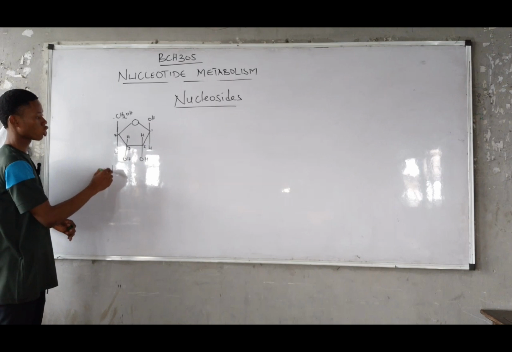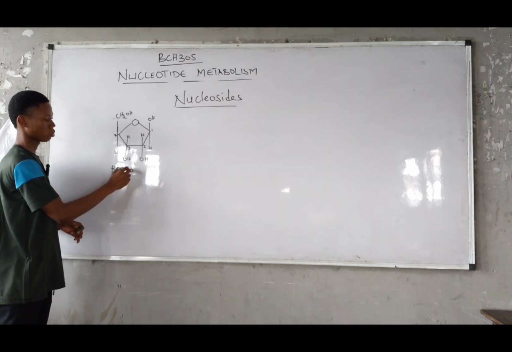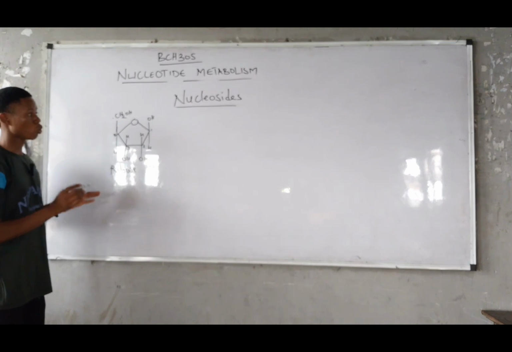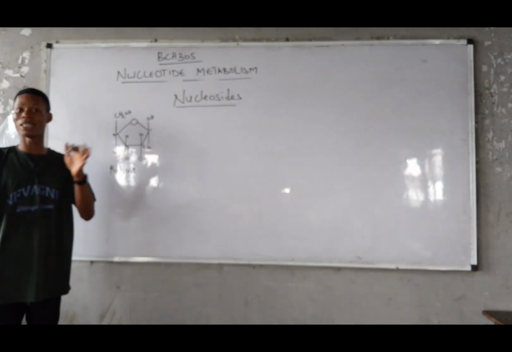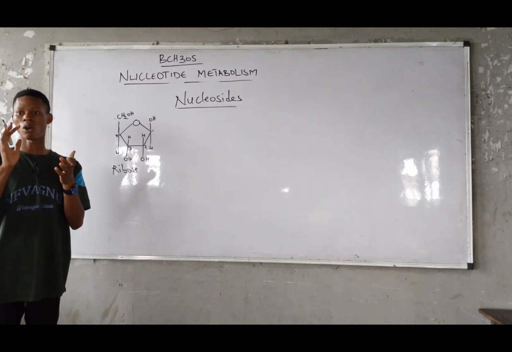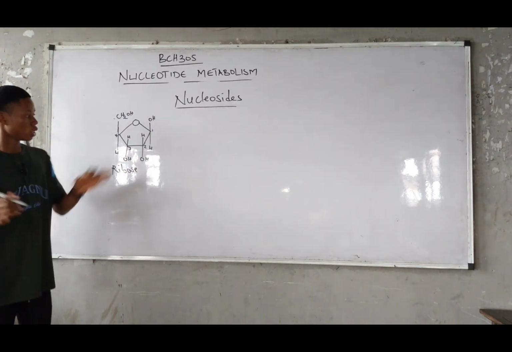Now, this is the structure of my ribose. We want to see how we can attach the ribose and the base together to get our nucleoside. This is my ribose.